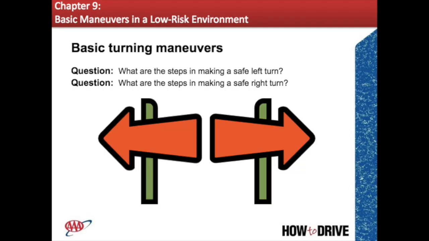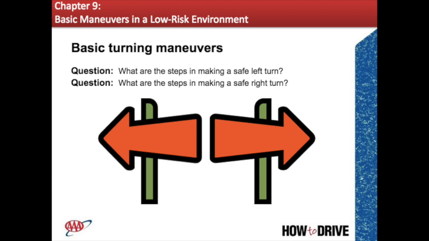Now we have basic turning maneuvers. We'll start with turning right. To make a proper right-hand turn, prepare well in advance, usually 500 feet or one city block. Then signal your intention at least 150 feet in advance. Then reduce your speed. If there is a curb, steer right until the right side of the vehicle is 3 to 5 feet from the curb.